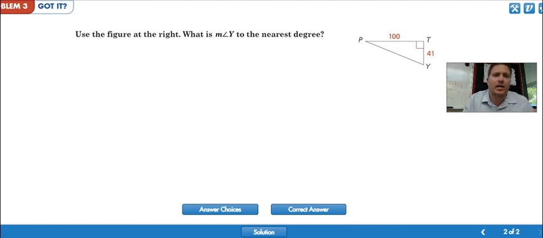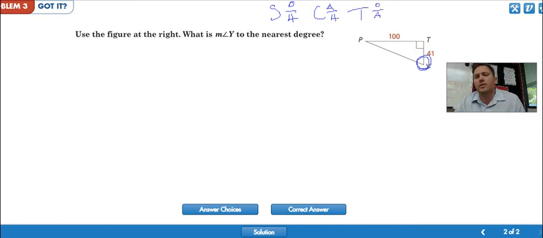My last one right here, and we'll go a little bit quicker. This says, use the figure at the right, and we want to find out what the angle measure y is. So I want to know what that angle is right there, and we want to find it to the nearest degree. What do I have here? Well, I want to write, again at the top, SOHCAHTOA. I'm going to write out my formula, and I'm trying to find the angle. I don't know if it's 30, 60, 90, so I can't use that, so I have to use one of my trig functions.